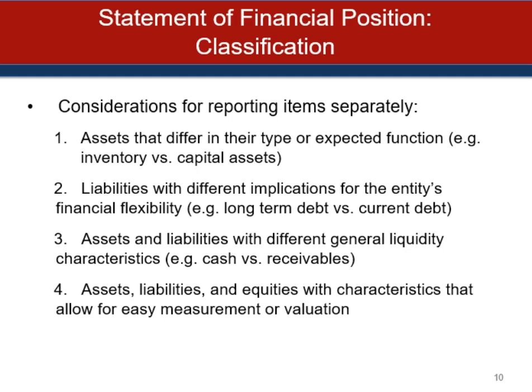Liabilities that have different implications for the enterprise's financial flexibility should be treated differently. For example, separate reporting for current and long-term debt, and debt should be separated from equity because the obligations of the firm are different. Assets and liabilities with different general liquidity characteristics, so cash versus accounts receivable, should be separated and treated differently. Certain assets and liabilities and equity instruments have attributes that allow them to be measured or valued more easily. And so reporting these separately takes advantage of this characteristic.